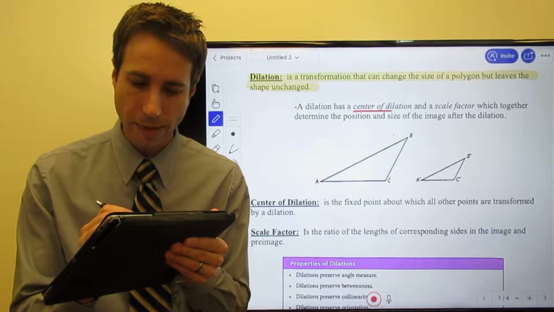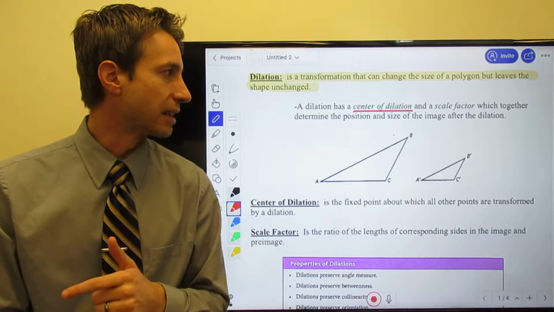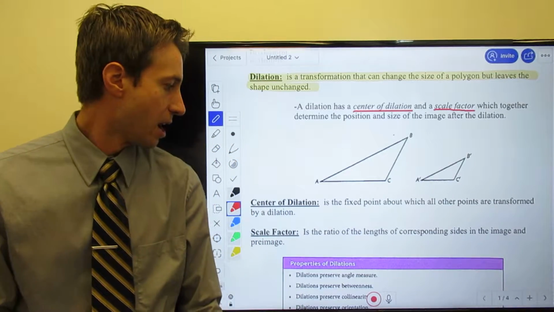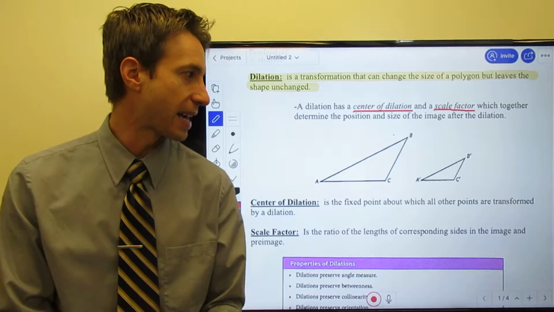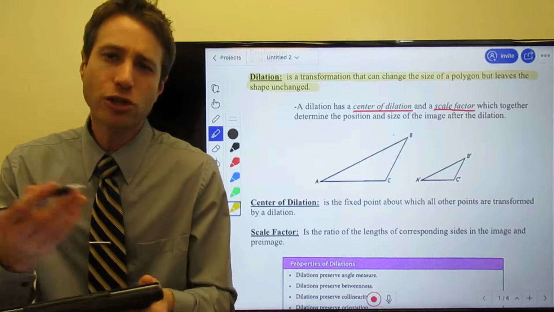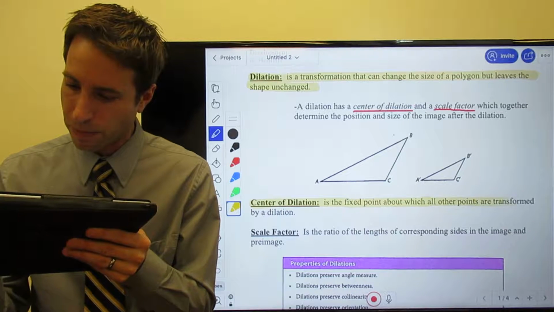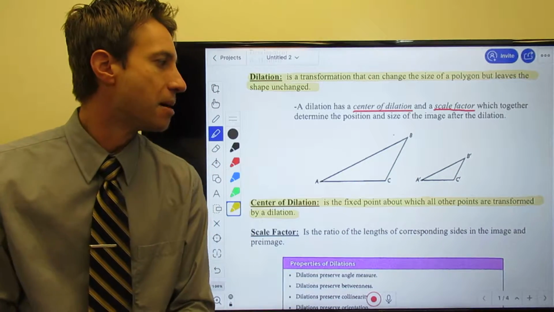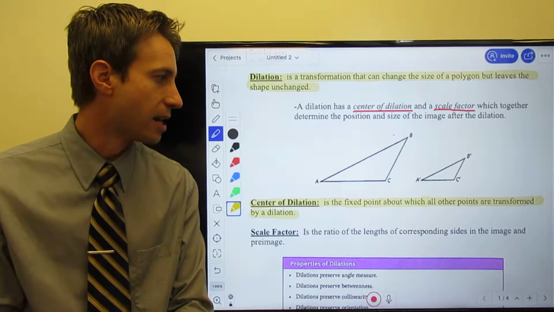There's going to be something we're going to talk about called a center of dilation. We'll actually talk about the center of dilation a little bit later. Right now, what I want to talk about is a scale factor. So again, we'll come back to this center of dilation, but let me first mention just what it is. The center of dilation is a fixed point about which the points are being transformed by the dilation. And again, we'll talk about that a little bit more later.